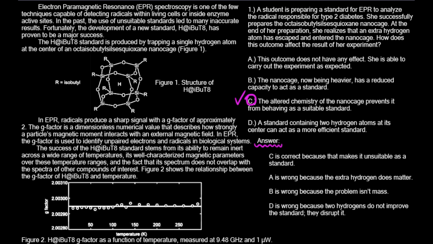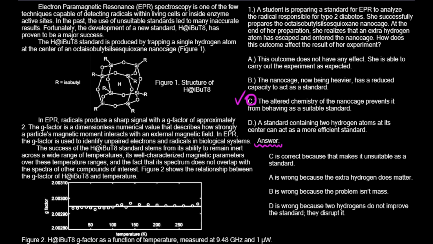If you picked answer choice C, you are correct. Let's see why. You should know that when the MCAT presents a student's experimental work, in most cases, something can go wrong in one or more parts of the experiment. So always be on the lookout for that. Now, what is this question really asking us? It's asking what happens to the effectiveness of the standard if two hydrogen atoms are placed inside the nanocage instead of only one.